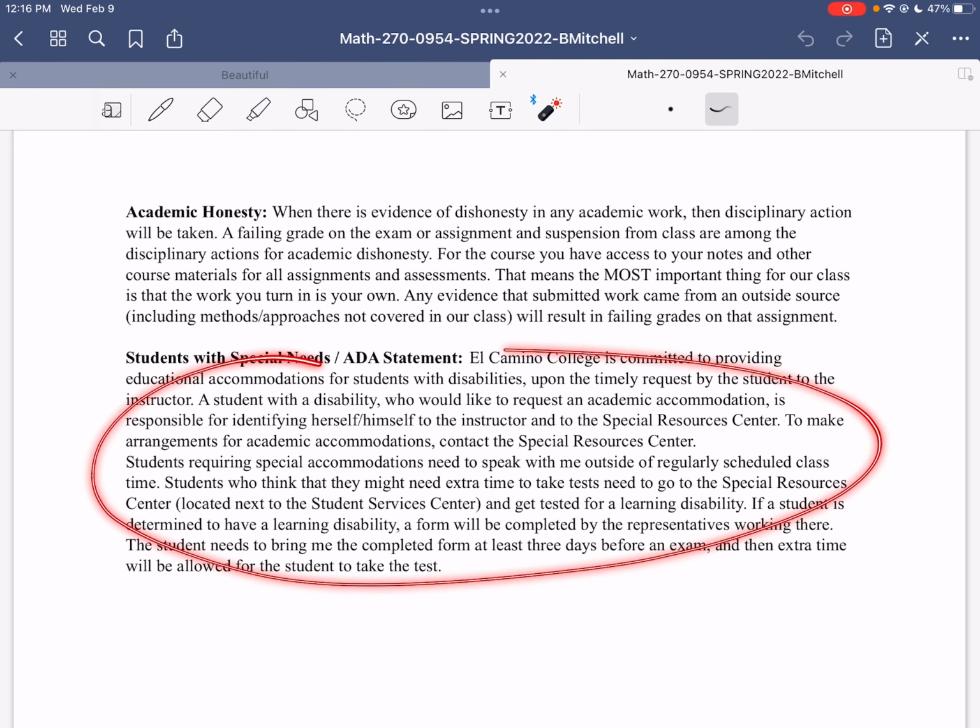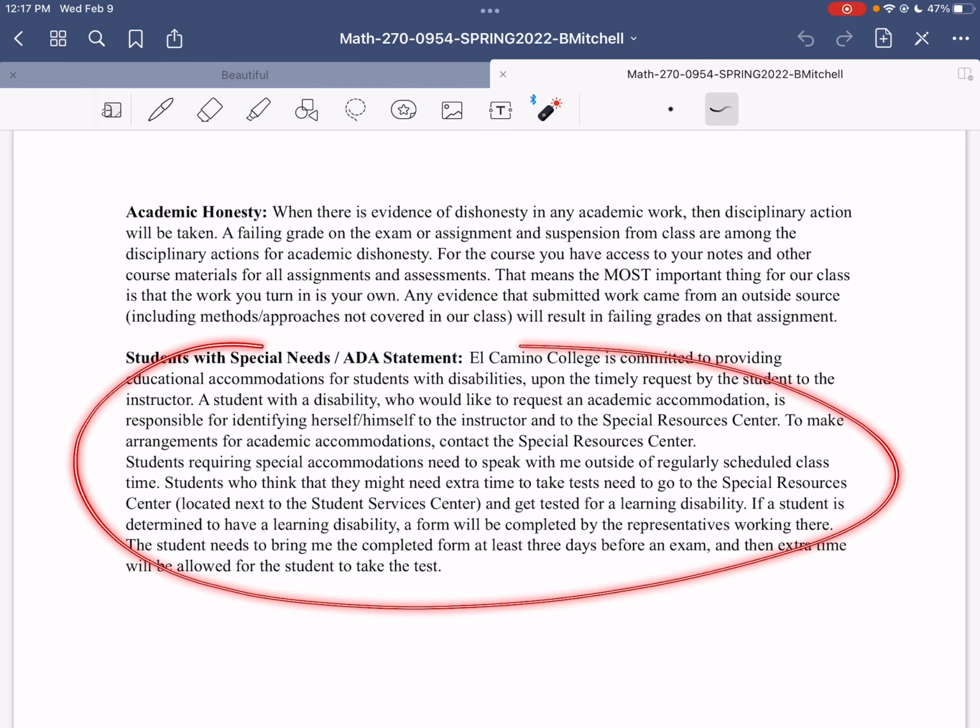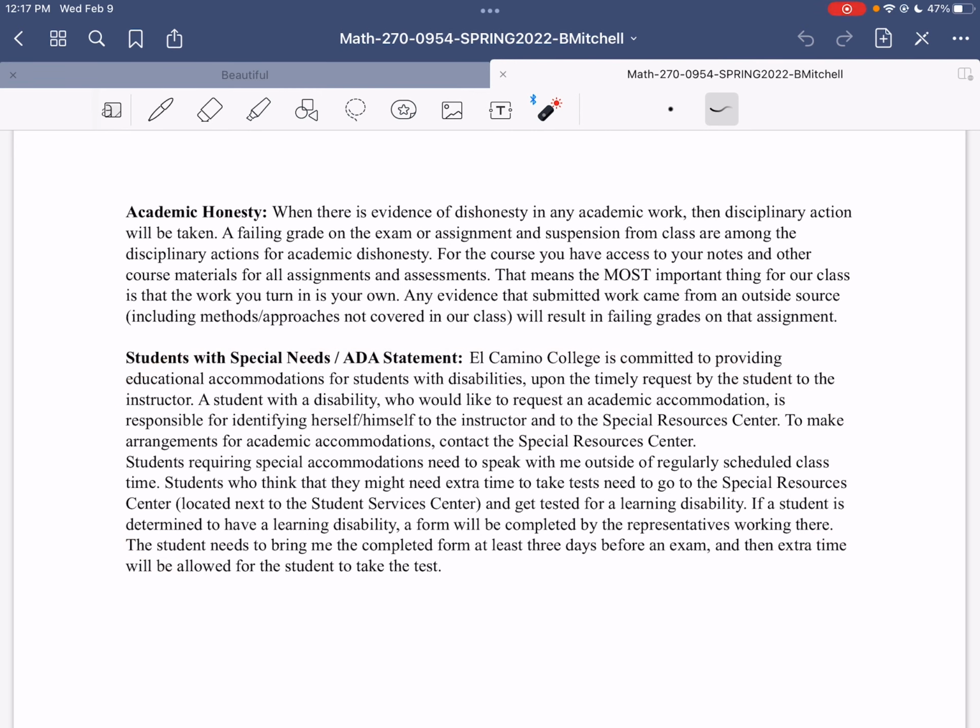And then, of course, our Students with Special Needs ADA statement. Keep in mind that El Camino is committed to providing educational accommodations for students with disabilities. So this means that if you do have any accommodations through the SRC, please let me know about them as soon as possible. But I think that this statement also just applies across the board, and it's something very important to me. Math 270 is a really interesting, really exciting course. It's really the finale of your mathematical career, at least at El Camino. So I want to make sure that it's as beneficial of a class as possible for all of you.